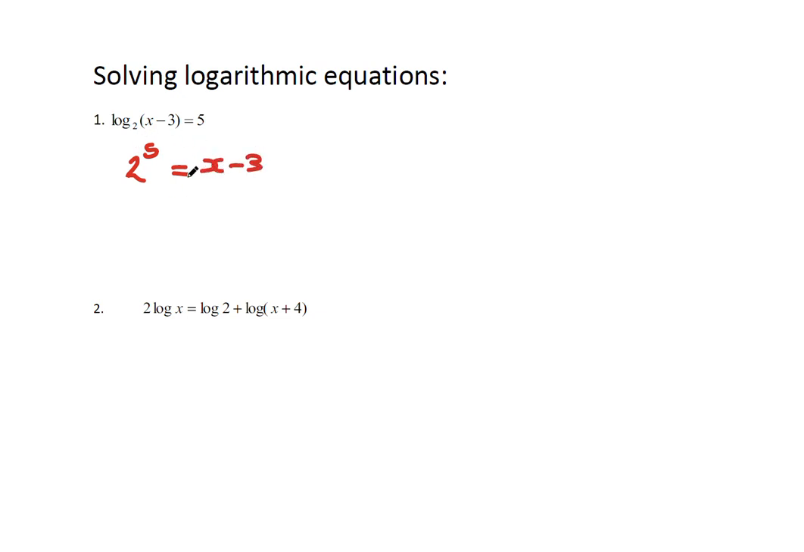So all we're going to do here is to evaluate 2 to the 5th power, which is 32. So 32 is equal to x minus 3. So that we can now solve for x by adding 3 to both sides of the equation. So that here we would get 32 plus 3. So x here is equal to 35.